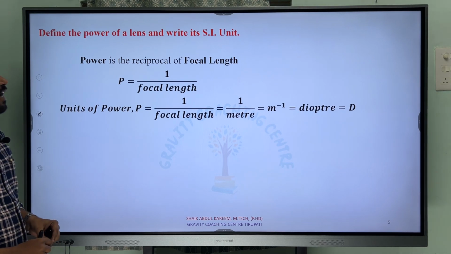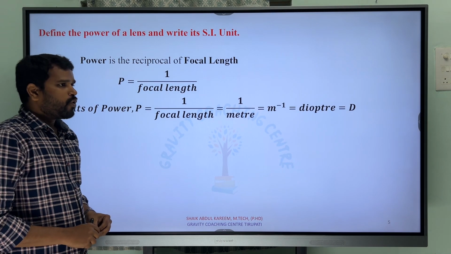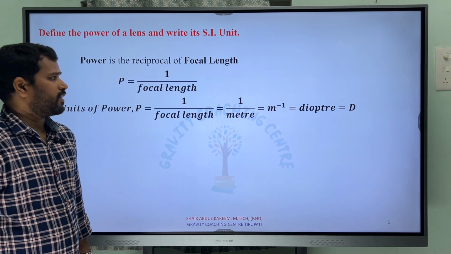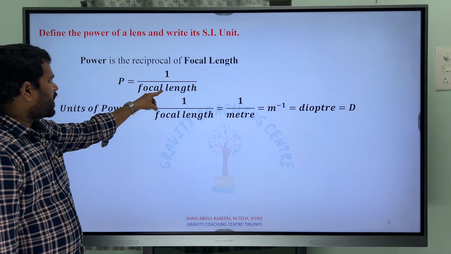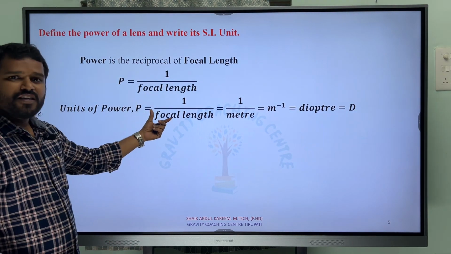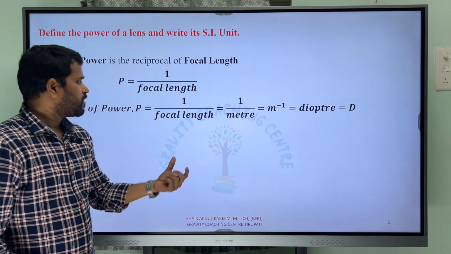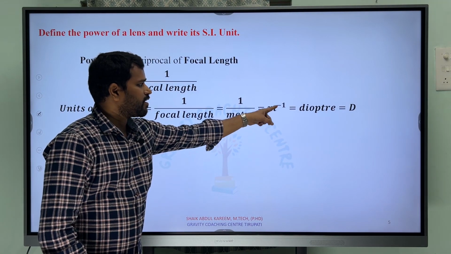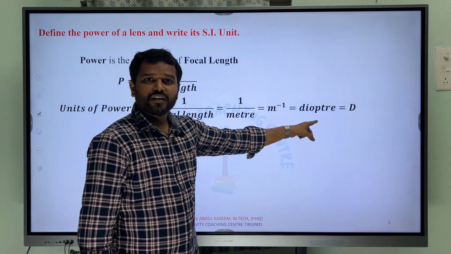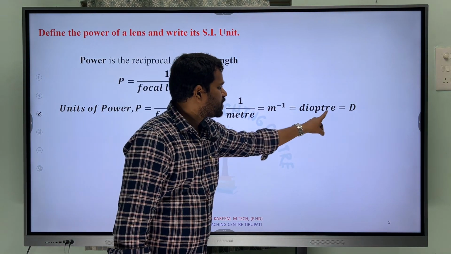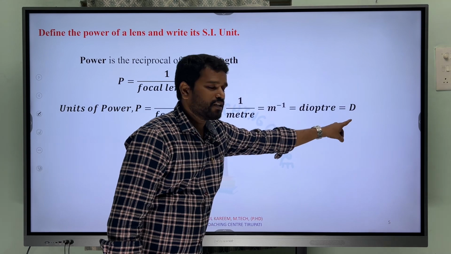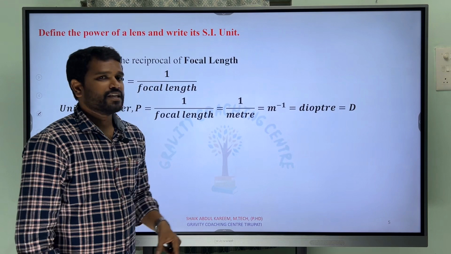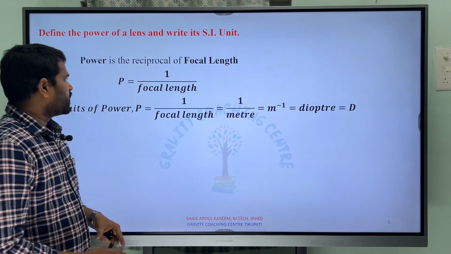Define the power of a lens and write its SI unit. So, power is defined as the reciprocal of focal length. So, power is equal to 1 by focal length. Focal length is measured in meters. So, 1 by meter, we can write it as per meter, right? So, per meter is nothing but diopter. Diopter in short we can write as capital D. So, the power has units of D, diopter.